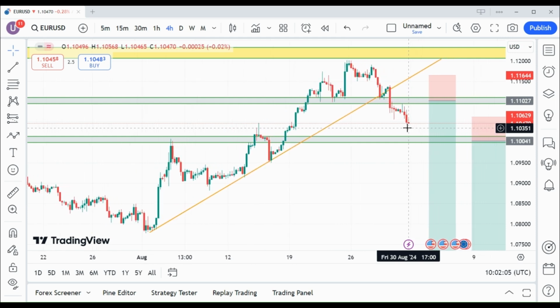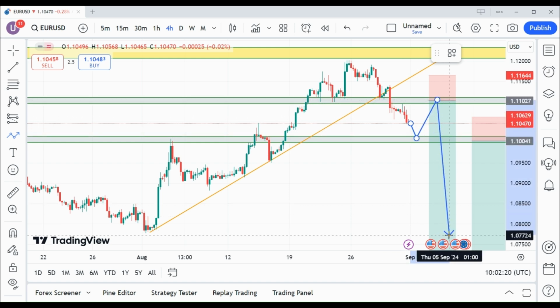Okay. So we'll come down and wait. This market will mature by next week. We'll come down and wait. Let this price move down to this zone and snap up from this zone. We'll do what? We'll sell from this zone down to the weekly support level.